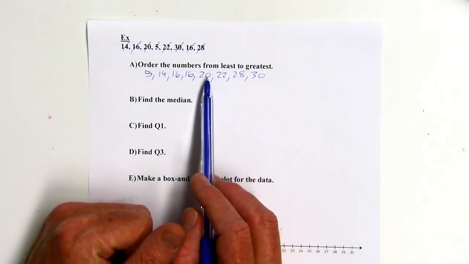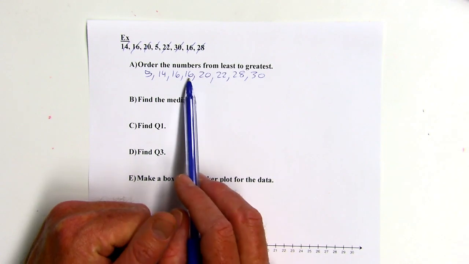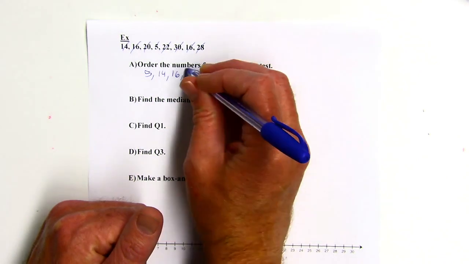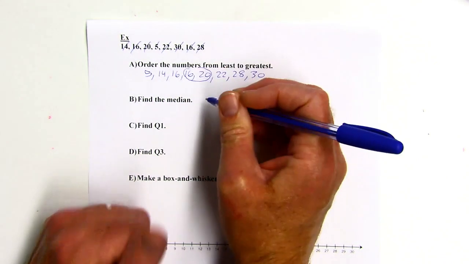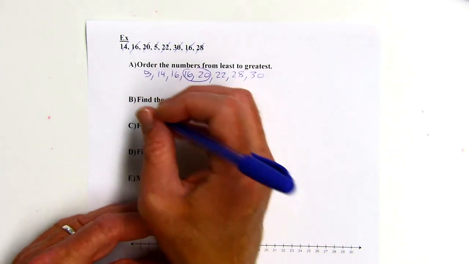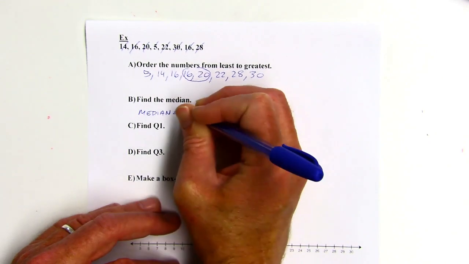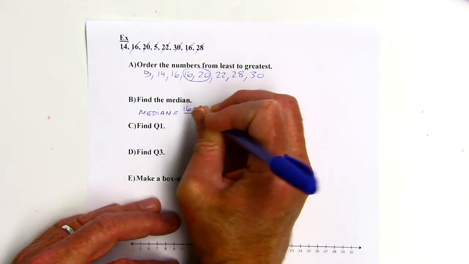20 is close to the middle, but there's 3 numbers to the right and 4 to the left, so that's not in the middle. For this 16, there's 3 to the left and 4 to the right. So neither of those is in the middle. The middle is right between the 16 and the 20, and in that case, I would average the numbers closest to the middle. So the median is going to be the average of 16 and 20.